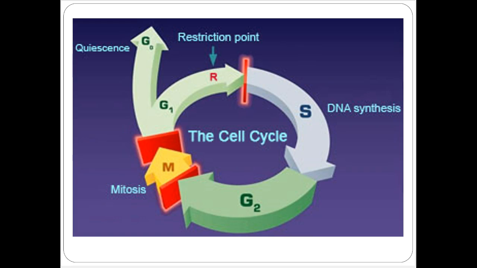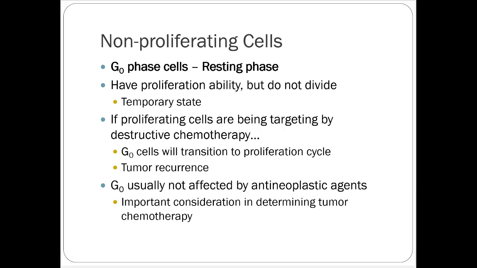And when we talk about the drugs, we're going to talk about different phases they affect. So G1, G2, S phase. Some drugs affect all phases, and some drugs will affect phases in G0. So G0 is considered the non-proliferating phase. So when we talked about ratio of proliferating to non-proliferating, G0 is the resting phase. All these cells can move into a proliferation phase, but something has to trigger that to happen.